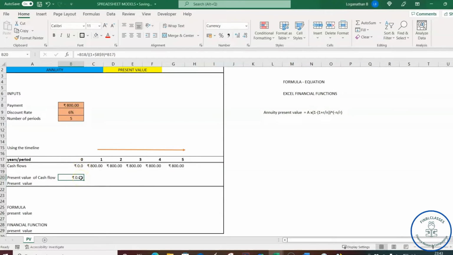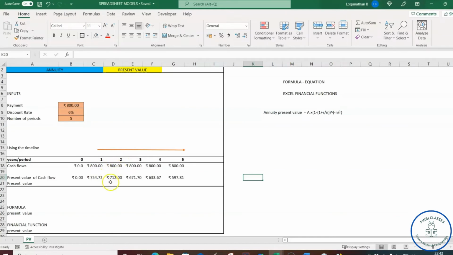You copy this one and come to cell C20, activate it, shift left arrow key till G20 and Control V. So you find that these are the cash flows which have been discounted. Okay, it is end of the first year. Today, what is the value? End of the second year, it is 800.